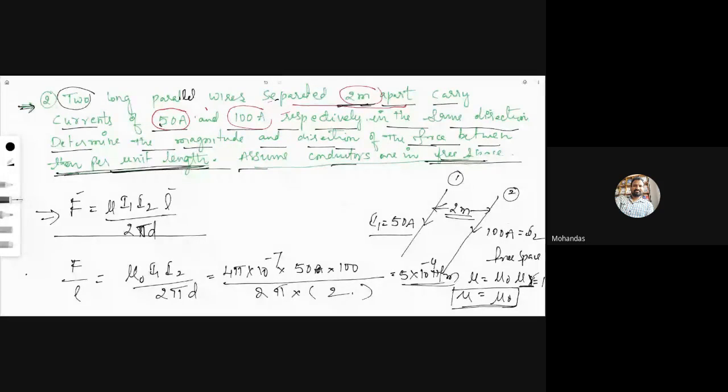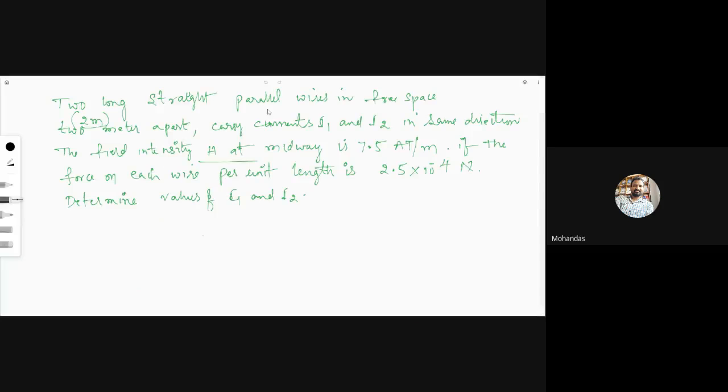Next problem. Take this problem as homework, and it is somewhat related to the previous problem. All of you note down this problem. Two long, straight, parallel wires in free space are placed 2 meters apart. That means the distance between them is 2 meters, and both conductors carry the currents I1 and I2 in the same direction.